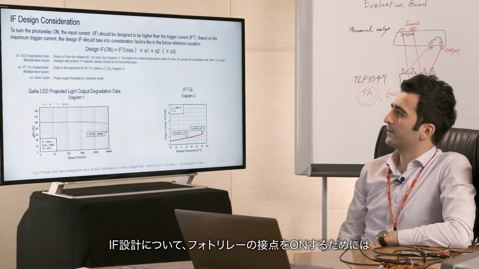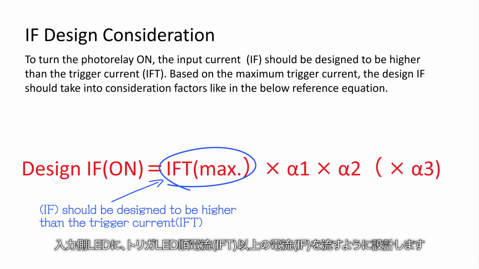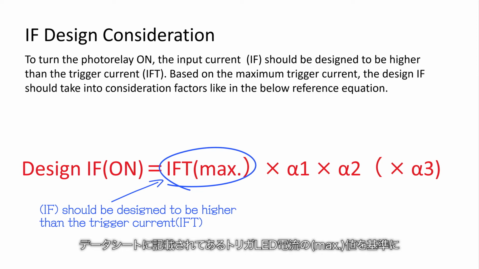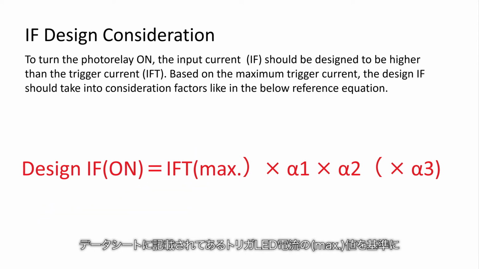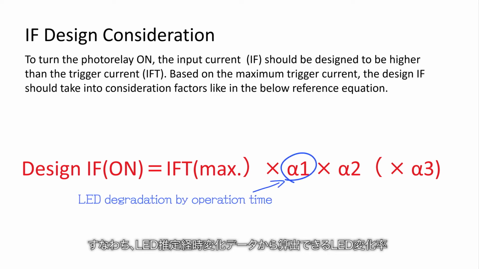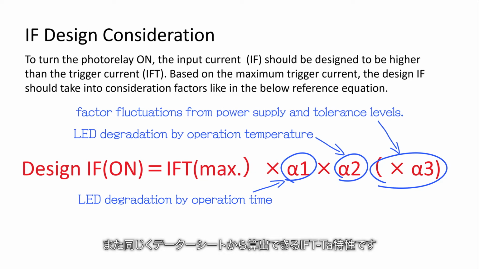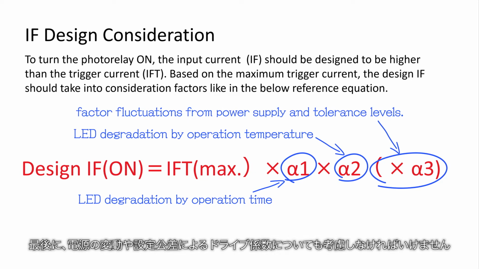For IF design consideration, in order to turn the photorelay on, the input current IF should be designed to be higher than the trigger current IFT. So based on the maximum trigger current specified in our datasheets, you also need to consider other factors like LED degradation rate, which you can derive from the LED projected light output degradation data, and IFT-Ta characteristics, which you can also derive from our datasheets. And you also need to consider the derating factor, which is caused by power supply fluctuations and tolerance level.